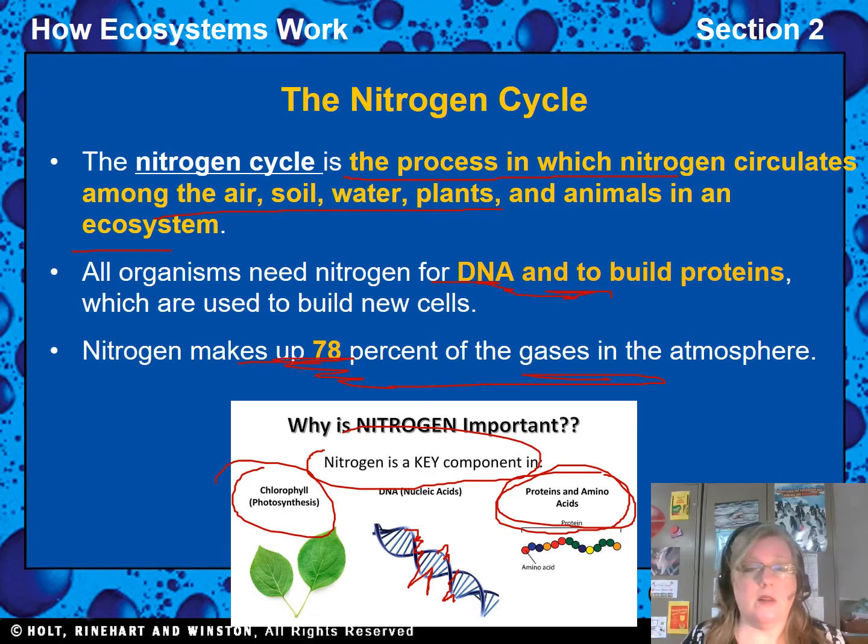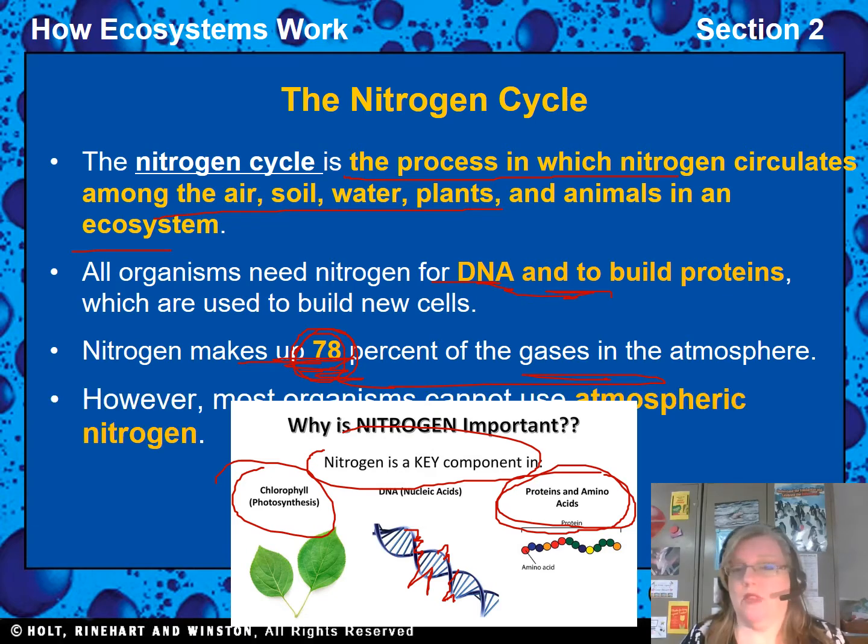And so here's what we're beginning right here. 78% of the atmosphere is nitrogen. Sounds like a good thing, right? We can't use atmospheric nitrogen. Oh, my picture's in the way. We cannot use atmospheric nitrogen. You can read that behind the picture, right? You can see the word atmospheric right here. We cannot use atmospheric nitrogen.